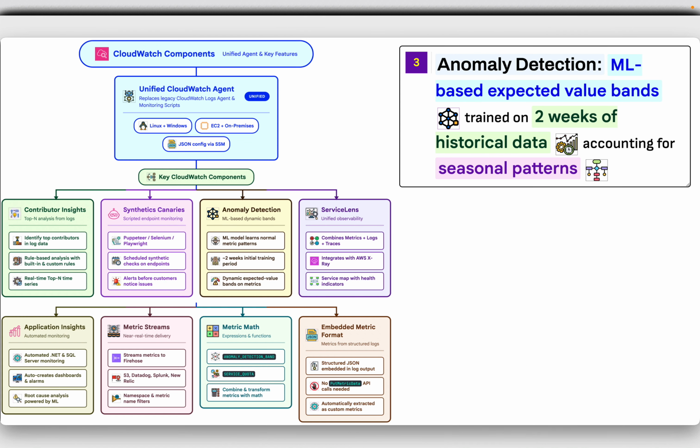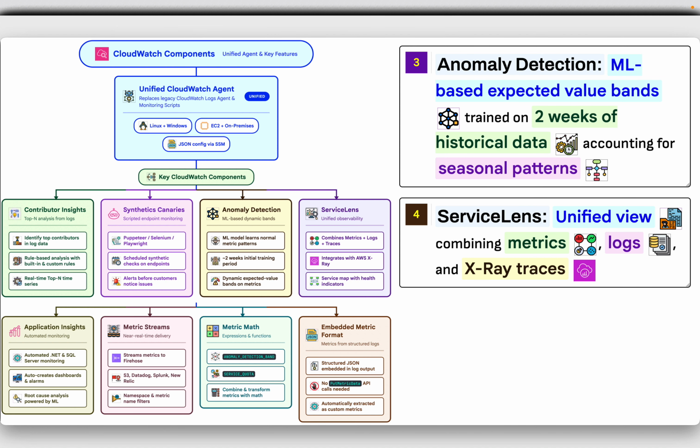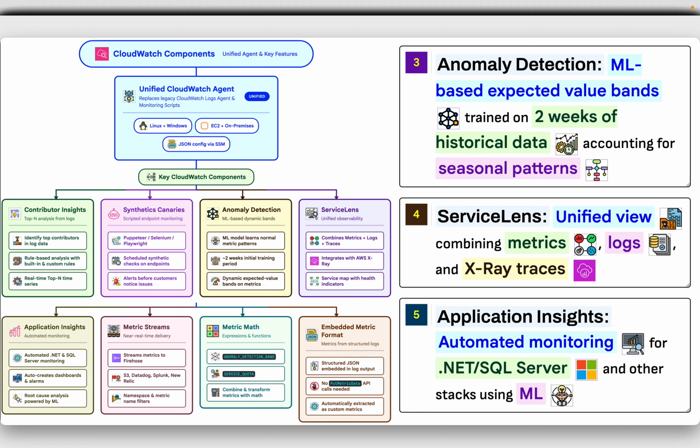Anomaly detection uses machine learning based expected value bands trained on 2 weeks of historical data, accounting for seasonal patterns. Service Lens provides a unified view combining metrics, logs, and X-ray traces. Application Insights provides automated monitoring for .NET and SQL Server and other stacks using machine learning.